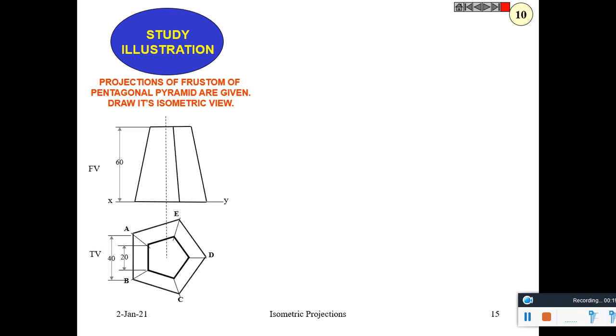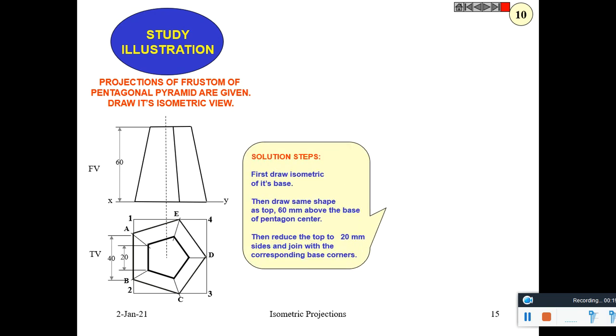Projections of a frustum of a pentagonal pyramid are given. Draw its isometric view. So a pentagonal pyramid is given. Its top portion is cut off, so that is the frustum of a pentagonal pyramid. It is enclosed in a rectangle.